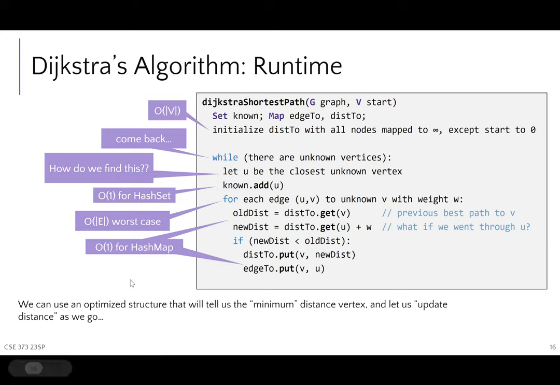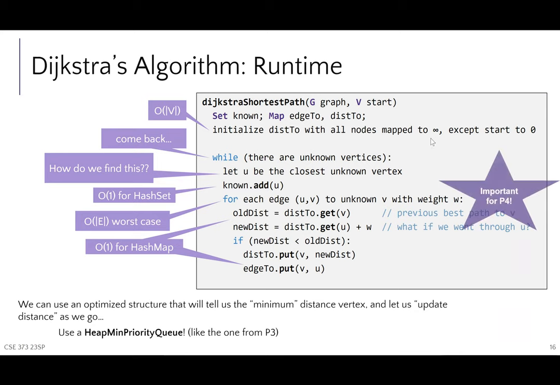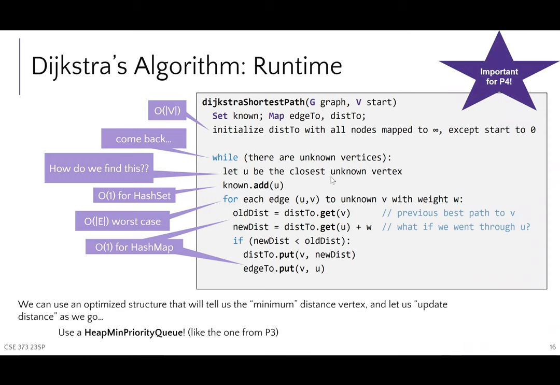So the only thing missing is what the heck is going to be the runtime of this? And so, let u be the closest unknown vertex. That line there was previously either the queue in the BFS implementation or the stack in the DFS implementation. But now what we're looking for is a data structure that is optimized to specifically give us the next smallest item. So we're going to use a heap min priority queue, just like the one you implemented in P3. Make sure that you are leveraging that. That is going to dramatically optimize this.